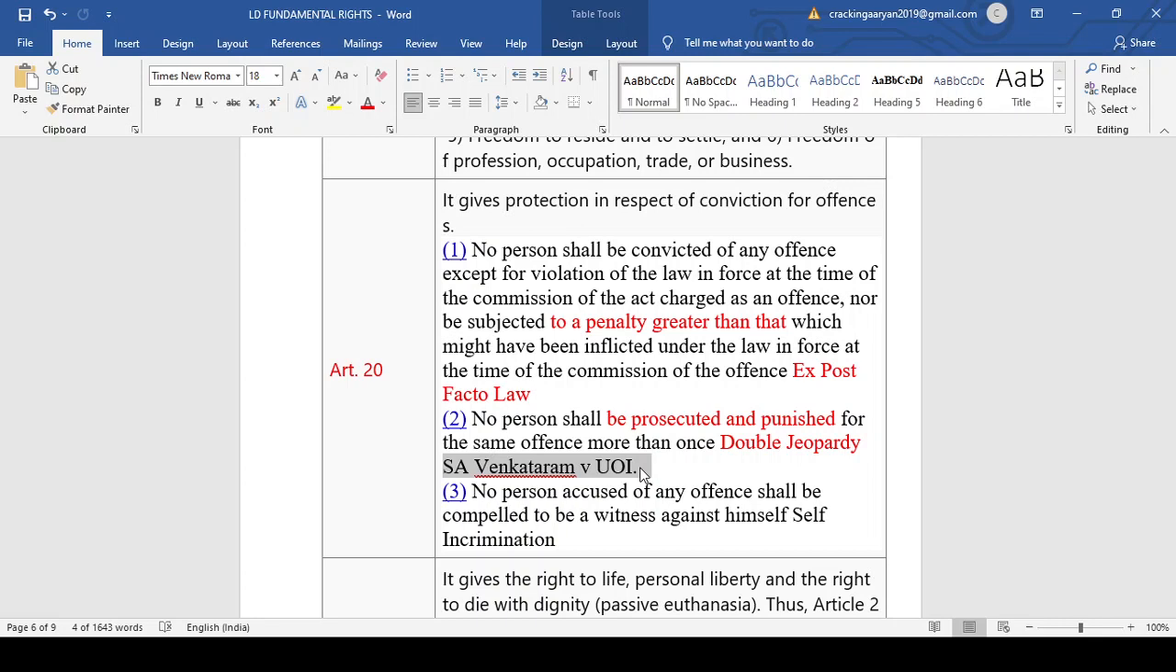In S.A. Venkataraman versus Union of India, an inquiry was held against the appellant under the Public Servants Inquiries Act 1850. There was an employee named S.A. Venkataraman. An inquiry was held against him, and as a result of the inquiry, he was dismissed from his office.